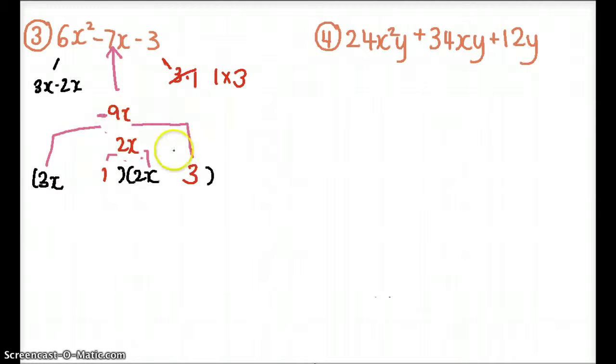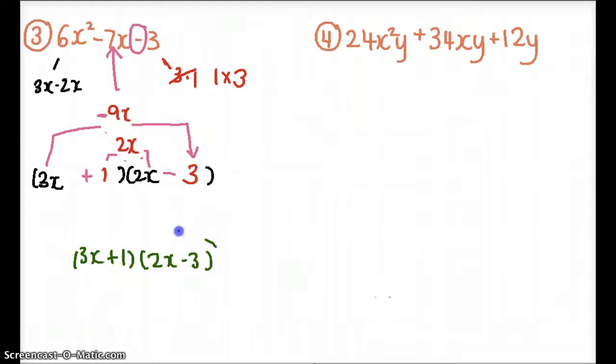And then we transfer the negative sign here and the positive sign here because this 2x goes there and this arrow connects right there. We think about this again, and 1 times negative 3 does equal negative 3. So this combination does work. So the answer is going to be 3x plus 1, 2x minus 3.